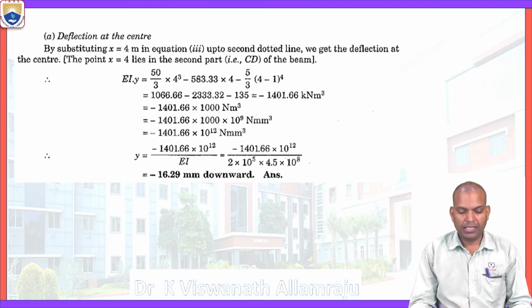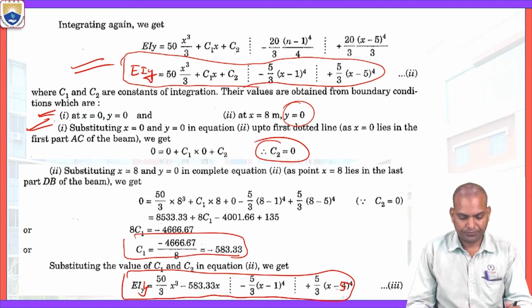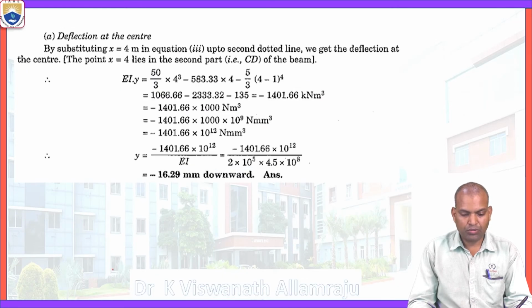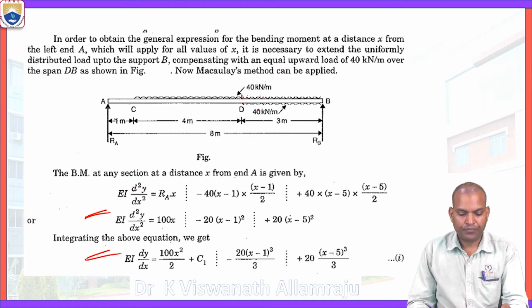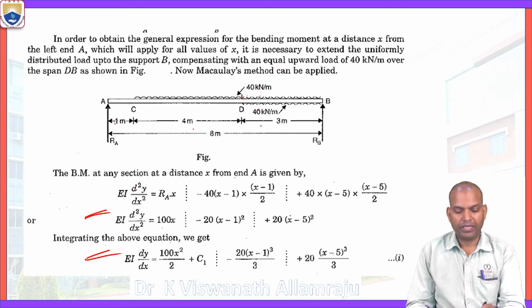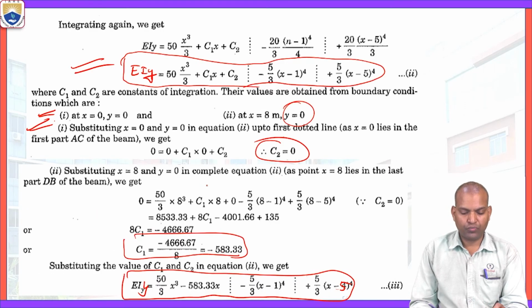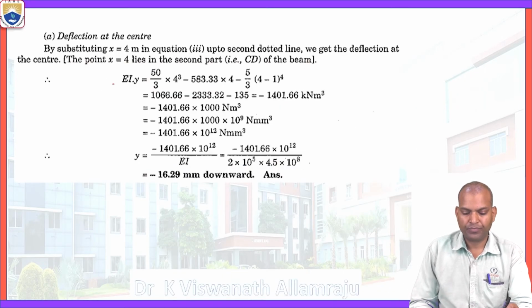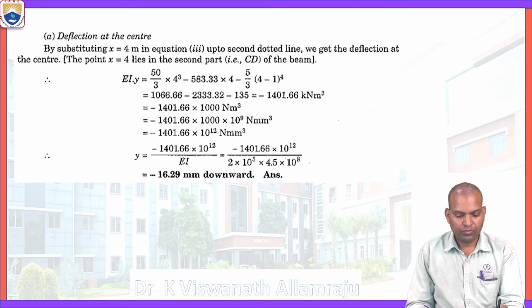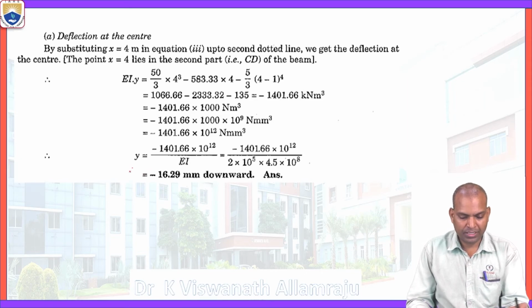Now, in that equation, substitute x equal to the deflection at the center. What is the deflection at the center? This is 1 plus 4, 5 plus 3, 8. 8 by 2, 4 meters. Substituting x equal to 4 at the center, the value at the center is 16.29 millimeters.